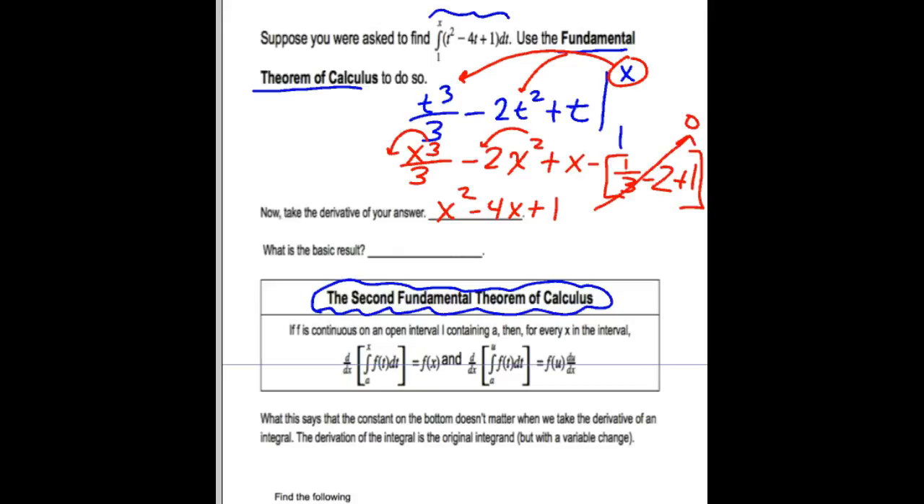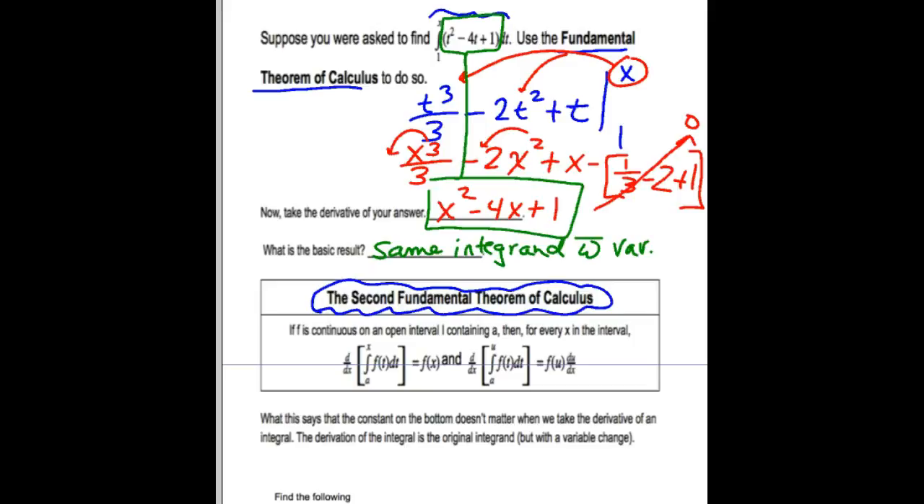Now it says what just happened in that process. Box this in. Travel up here and box this in. What do you notice? They're the same, with one minor difference. What's the difference? A variable change. Exactly. So what happened, my basic result, was I got the exact same integrand, but exactly what you just said, with a variable change.